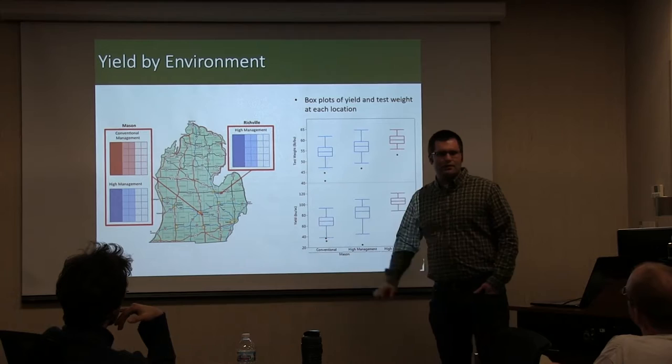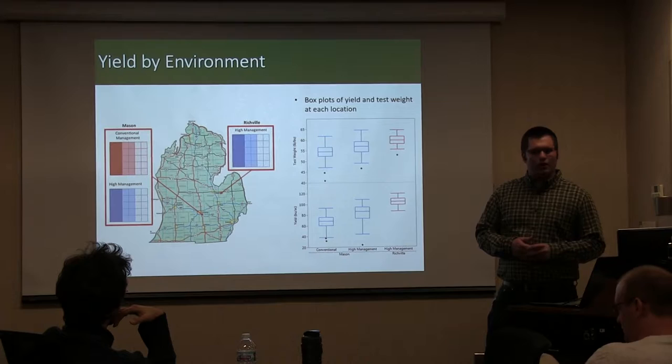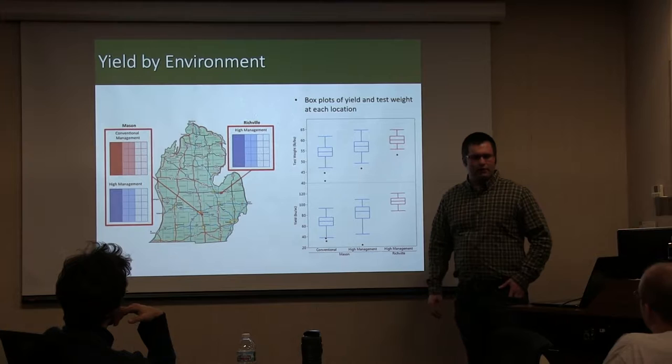A lot of this is due to how wet the summer was last year, and we had some standing water in a few sections of the field, which led to greater variance in yield in those plots at the Mason location.